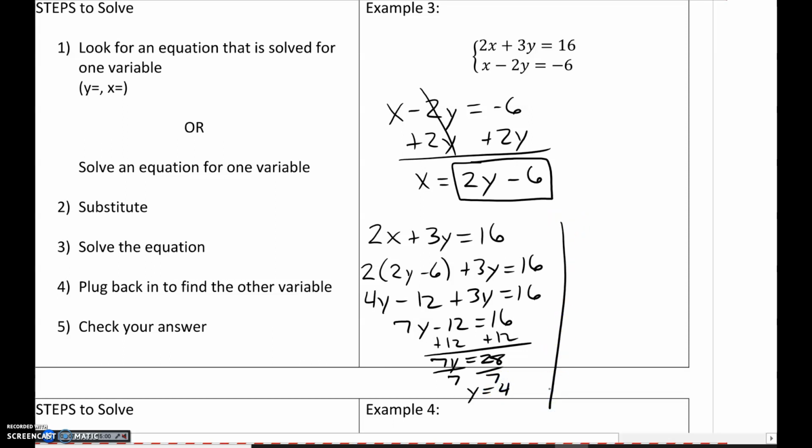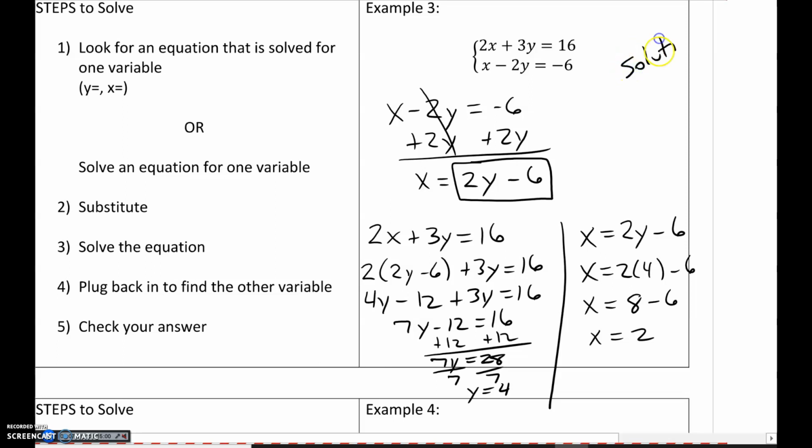So now I can plug that into my other equation, now that I know what y equals, to find x. So we know y equals 4. That means x is going to equal 2. So the solution for this problem is 2, 4.